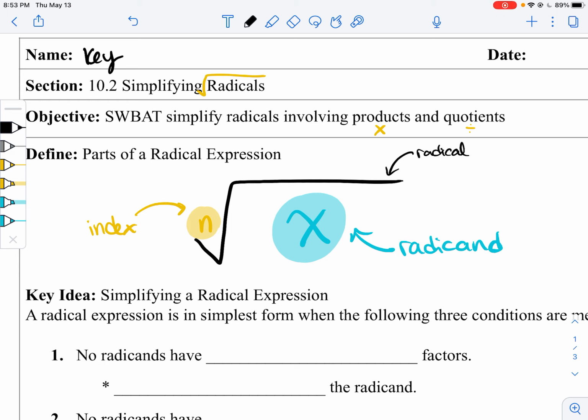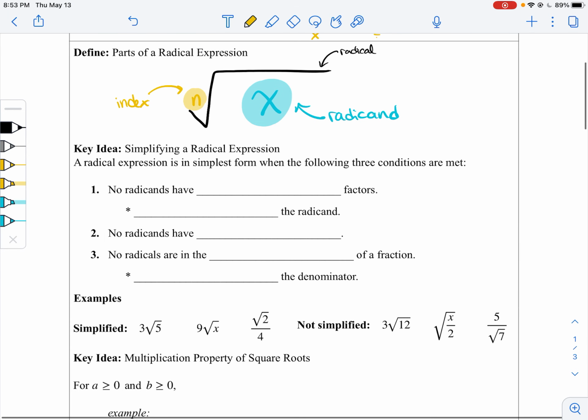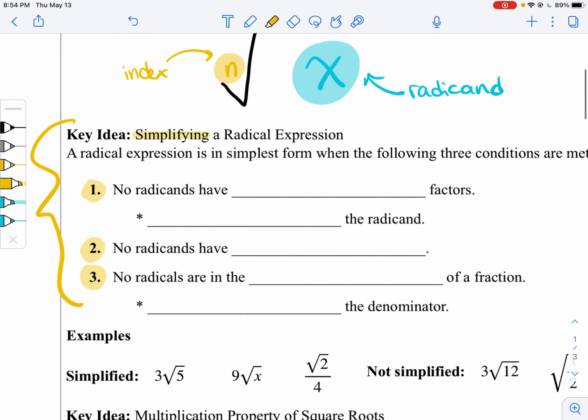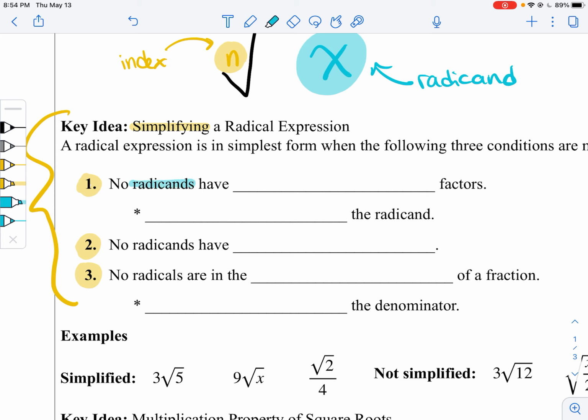Sweet. Now, your key idea of the day is we're going to simplify radical expressions. And how do you know that a radical expression is simplified? Well, there are three conditions that must be met. First of all, the radicand, the guy under the radical sign, can't have any perfect square factors. So what we do is we factor the radicand. We make sure that there's no perfect squares in there.